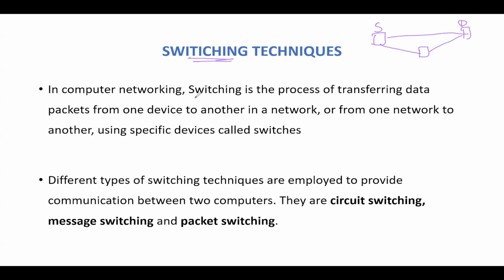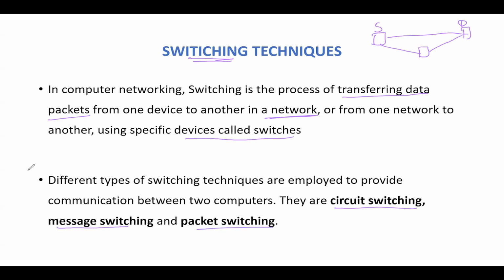destination. So in computer networking, switching is the process of transferring data packets from one device to another in a network, or from one network to another using specific devices called switches. This data transfer can happen within the network, or it can happen globally across networks. So any kind of data you're trying to transfer uses a technique called a switching technique. Different types of switching techniques are employed to provide communication between two computers. They are circuit switching, message switching, and packet switching.